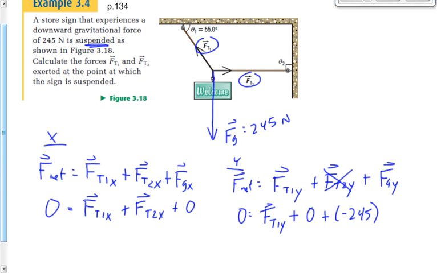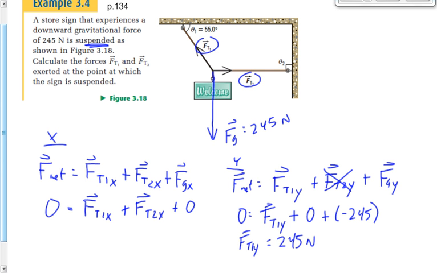Well, now we can solve for FT1 y component. It's going to be equal to positive 245 newtons. Okay, that's good news. We have something. I don't have a final answer yet for anything, but I've got something.